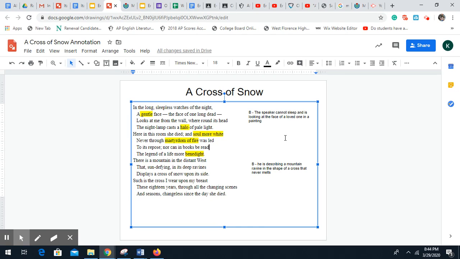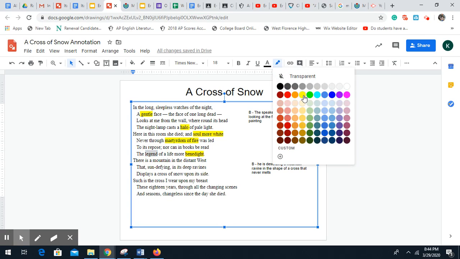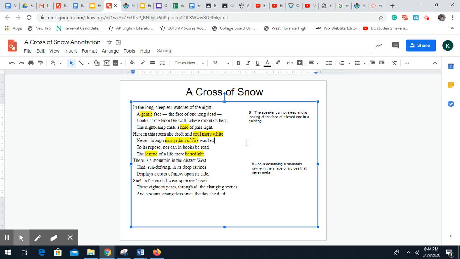The word Benedict, of course, means blessed. I might even highlight the word legend, because if you think about something as a legend, it becomes larger than life, and it's always with you, and that's kind of how he's feeling about her. The martyrdom of fire, to me, is always a really interesting phrase there, because given what I told you is how his wife died in a household fire.